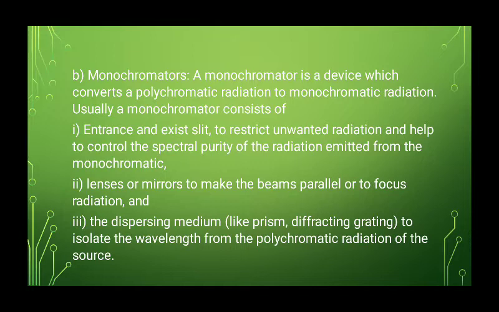Monochromator. A monochromator is a device which converts polychromatic radiation to monochromatic radiation. Usually, a monochromator consists of an entrance and exit slit. They restrict unwanted radiation and help to control the spectral purity of radiation emitted from the monochromator. It also has lenses or mirrors to make the beam parallel or to focus radiation, and a dispersing medium like a prism or diffraction grating to isolate the wavelength from the polychromatic radiation of the source.